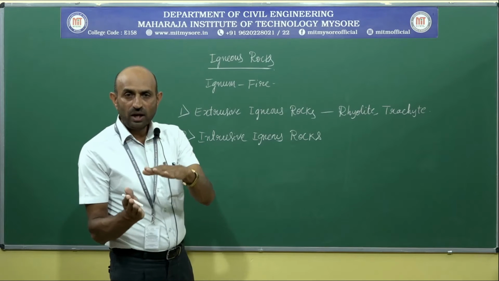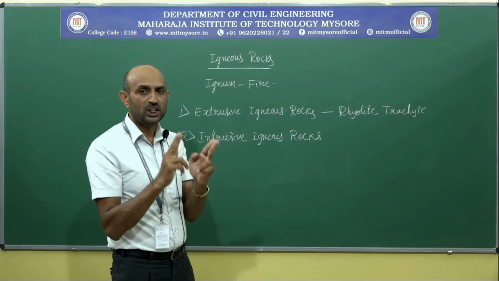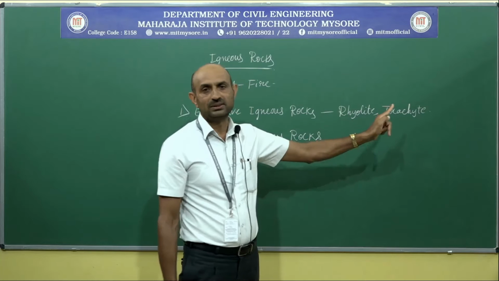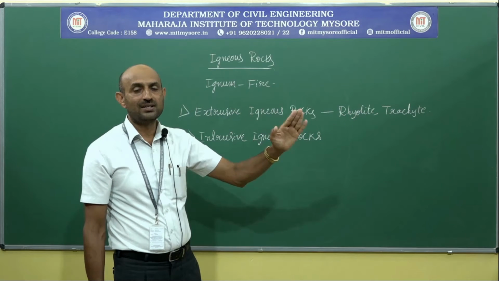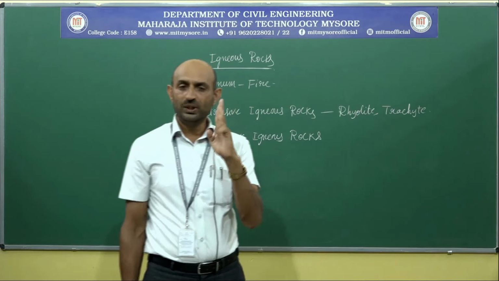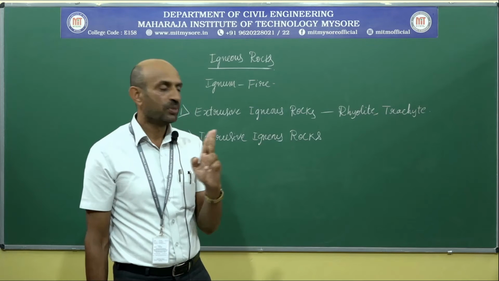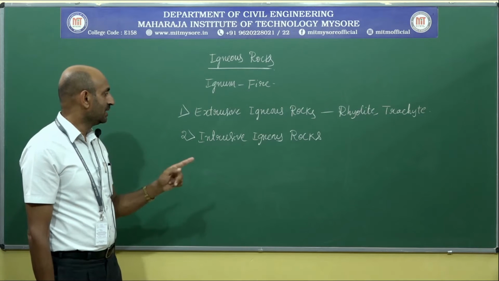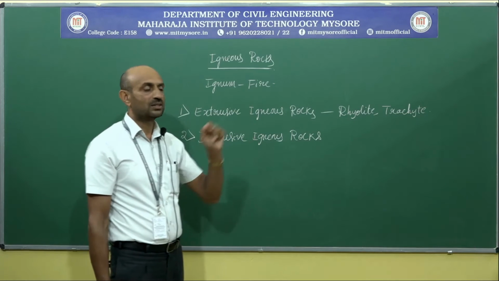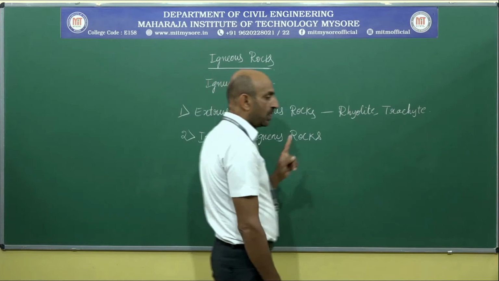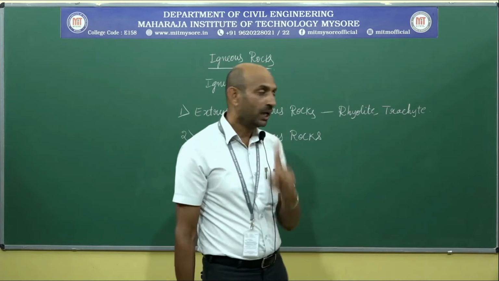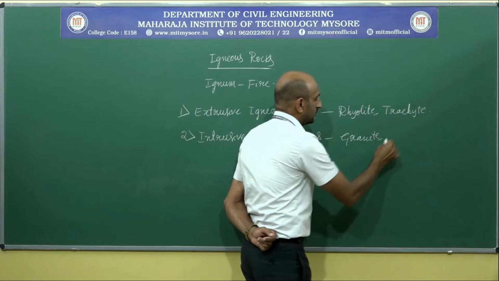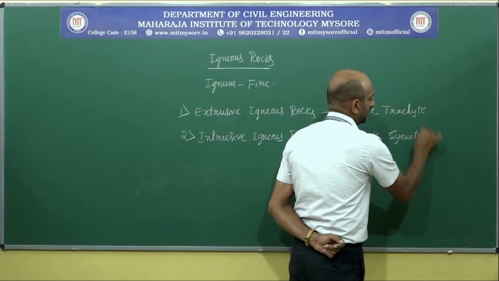When the lava erupts onto the surface of the earth, it cools and solidifies, which leads to the formation of rhyolite, trachyte, obsidian, pumice and various kinds of rocks like basalts. When the same hot molten rock material cools and solidifies beneath the surface of the earth, it is called intrusive igneous rocks. Intrusive igneous rocks are formed by cooling and solidification of magma. Example, granite, syenite, etc.